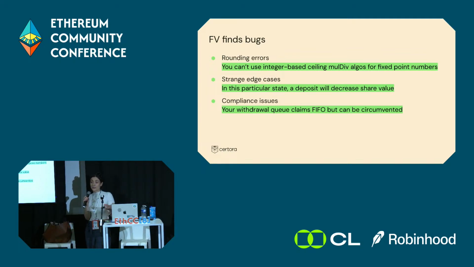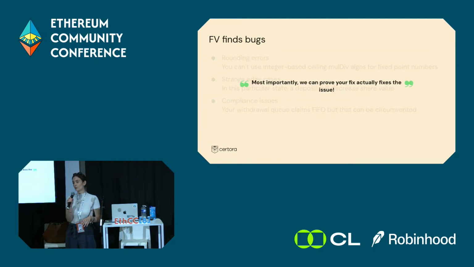We can find bugs with compliance issues. So, for example, recently we came across a bug in a protocol. They had a withdrawal queue, like a redemption queue, and they claimed FIFO. So if you withdraw, you're going to be in the queue, and as soon as there is liquidity, you're going to get your liquidity out. Turns out it could be circumvented. We can show that these things are possible. But most importantly, we can also ensure that when you provide a fix, it's actually fixed.